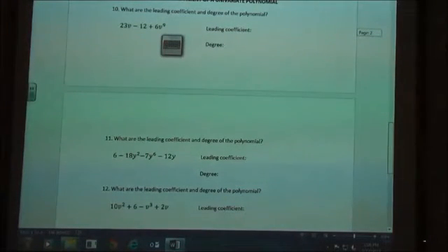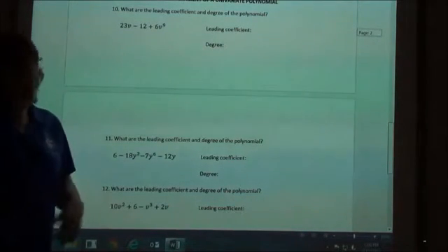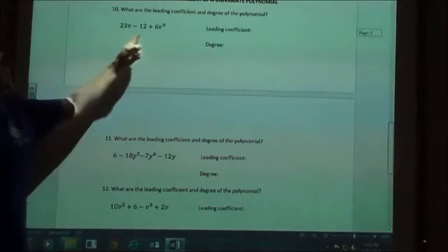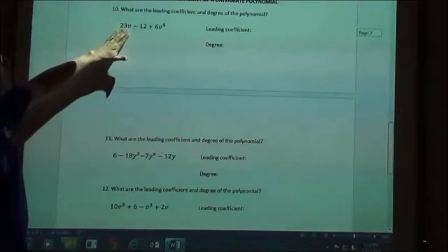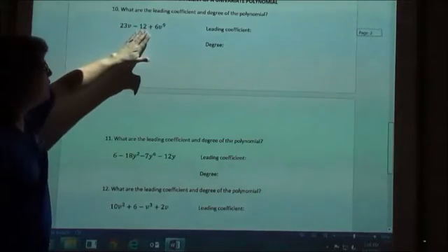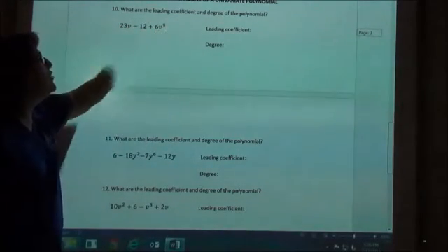The degree and leading coefficient of a univariate polynomial. Man, that has a lot of big words. A polynomial just means you have more than one term in your expression. Terms in math are separated by plus and minus signs. So the 2v is a term, the negative 12 is a term, the 6v to the 9th is a term.